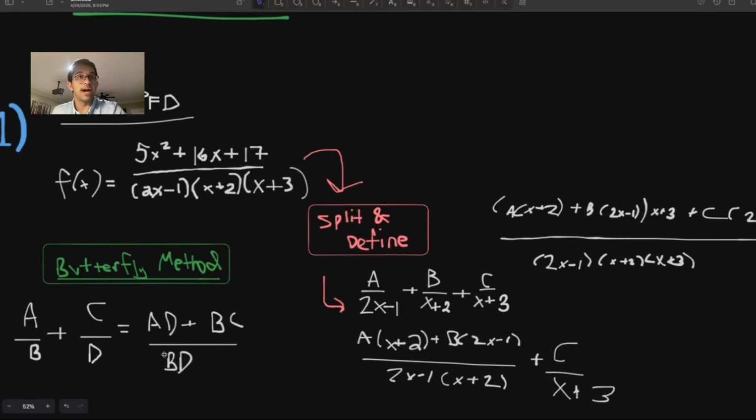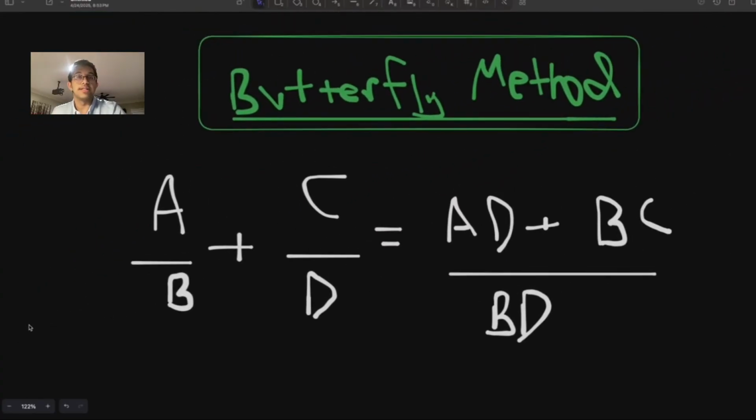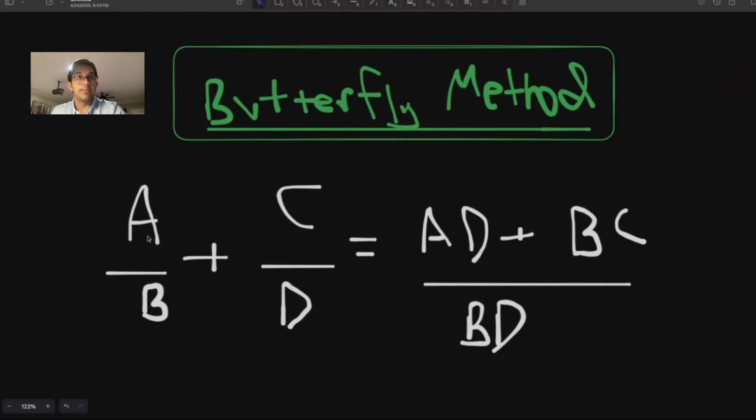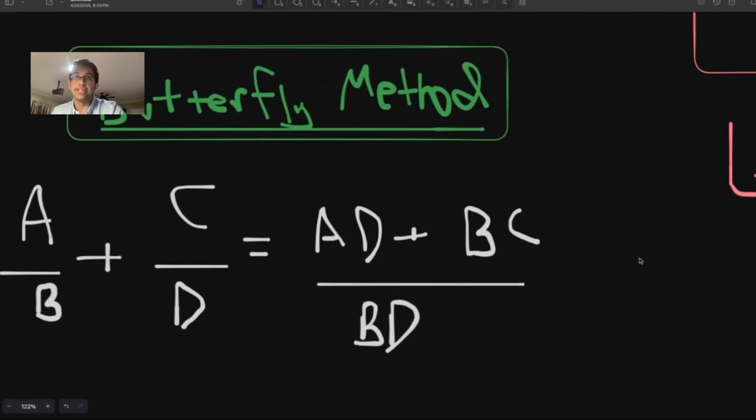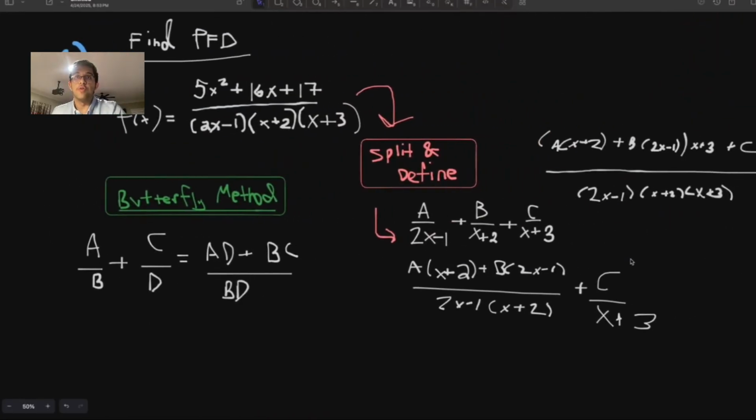when you are adding two fractions, let's say you have right here in the corner A over B plus C over D. The butterfly method is we multiply the A times the D, and we add that with the B times the C, and the denominator is going to be the B times the D. So that gives you AD plus BC over BD. And we're going to apply this logic over here.